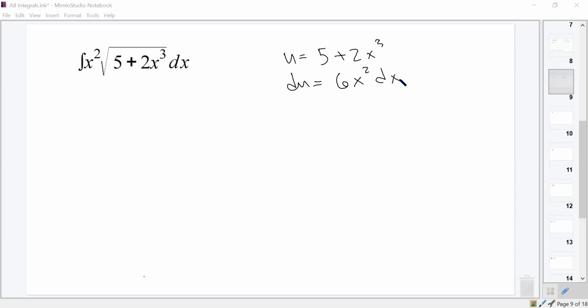And hopefully we will recognize that we almost have a 6x squared dx in here. All we have to do is add in the 6 on the inside, which means we need to put a 1/6 on the outside to cancel out the 6. Good or no? Good. Cool. So now we have the 6x squared and we have the dx. They can be replaced as a du.